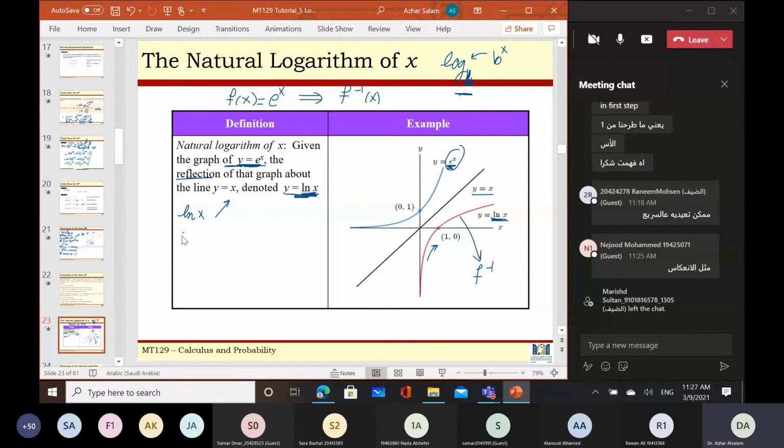Also, I have the point (0, 1) included in the graph. The reflection of the point (0, 1) is the point (1, 0).